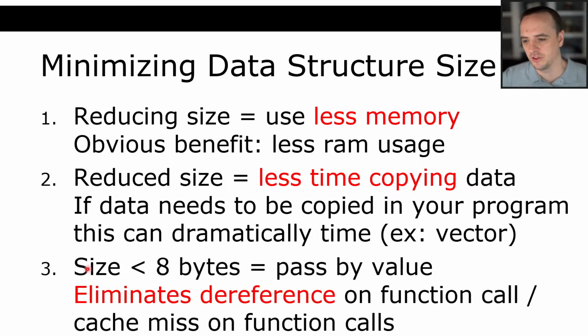And another really cool thing: if the size of your data structure is actually less than 8 bytes, then you can pass by value instead of by reference. That elimination of dereferencing on function calls helps cache misses, helps all sorts of things. So if you can get to the point where some of your data structures are actually very small, passing them by value gives you a lot of speed up as well.